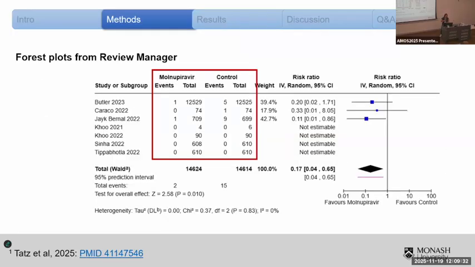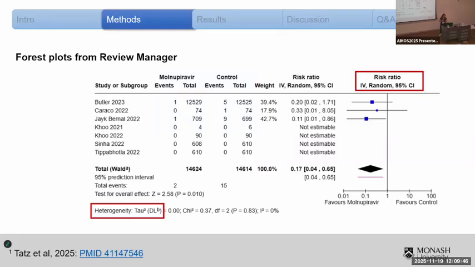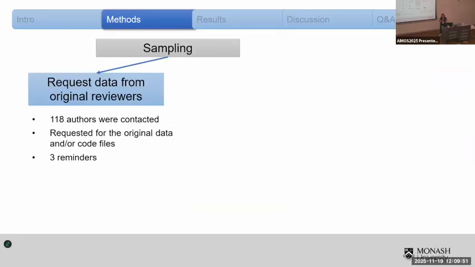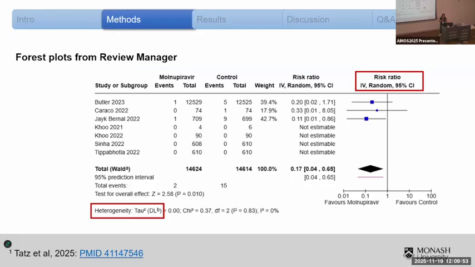So the question is, why did we exclude the ones from Review Manager? The simple answer is that typically the forest plot generated from the software has all the data you need and all the information about the methods. So we assume that if we attempt to reproduce it, most of the time we will obtain the same result. So there's not really a need to do that.